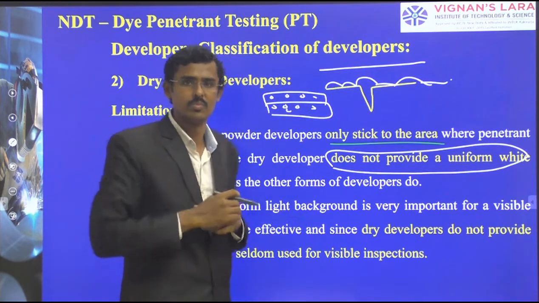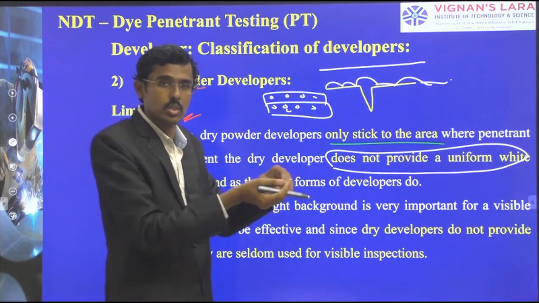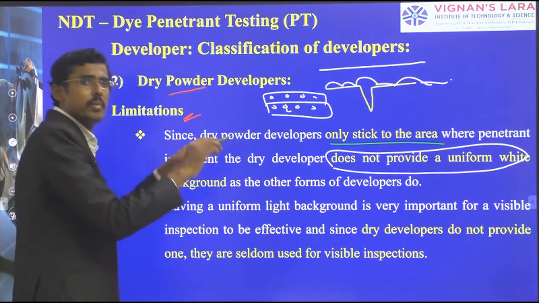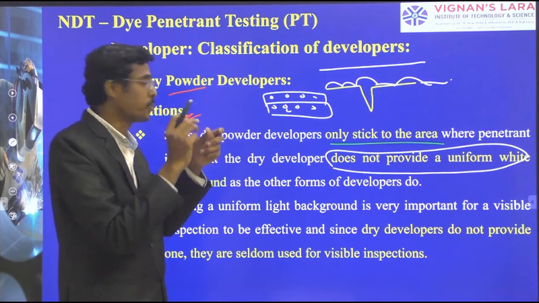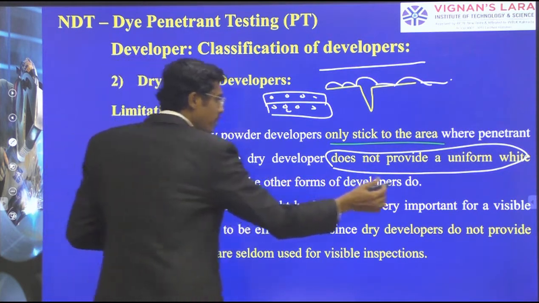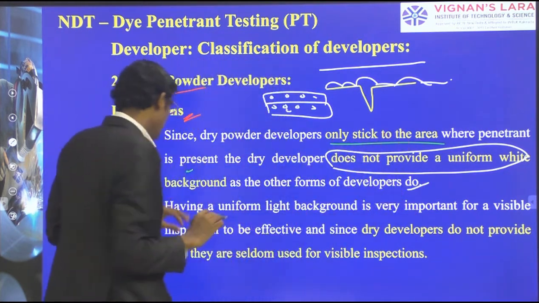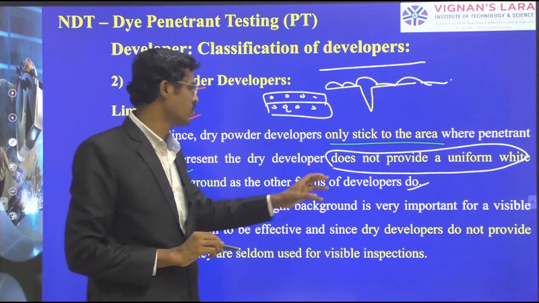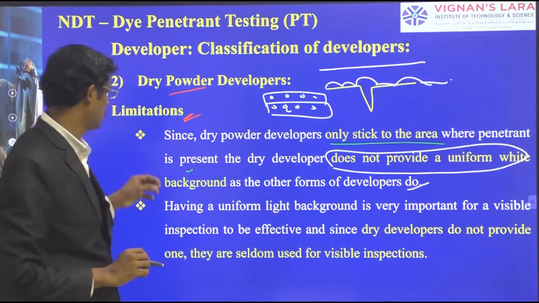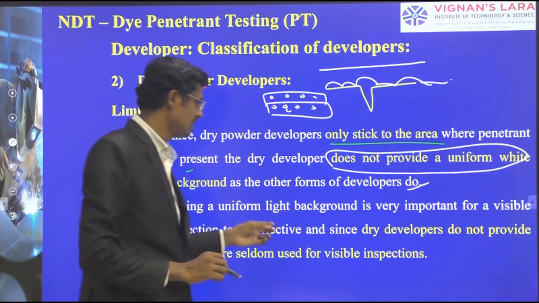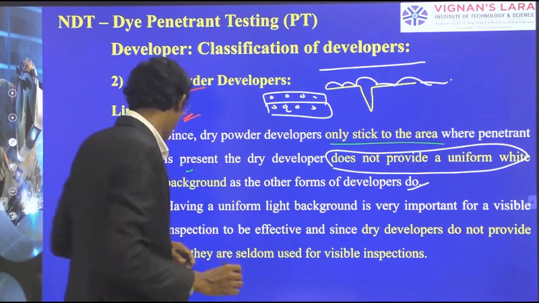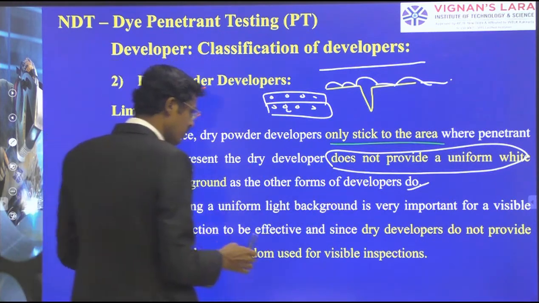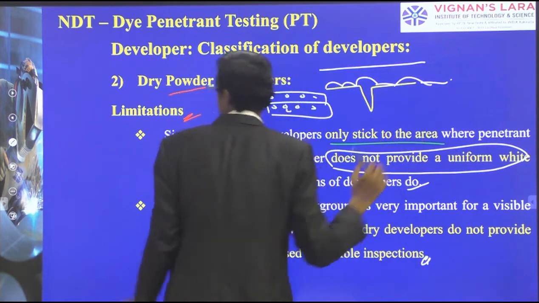We don't know how to interpret those things, so the inspector may be confused, as other forms of developers can work in a uniform way. Having a uniform light background is very important for visible inspection to be effective, and since dry developers do not provide one, they are seldom used for visible inspections.